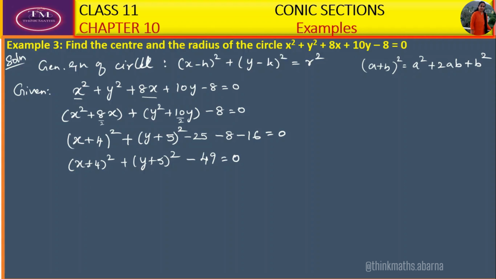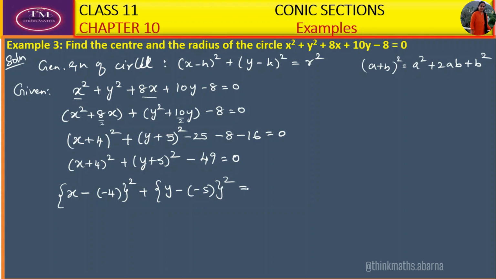So instead of writing plus, we can write minus into minus. Minus into minus is plus. So we can write it as x minus minus 4 whole square. Next, in the same way here, y minus minus 5 whole square. We need the format x minus h, so that we will get the center of the circle. So y minus minus 5 the whole square.